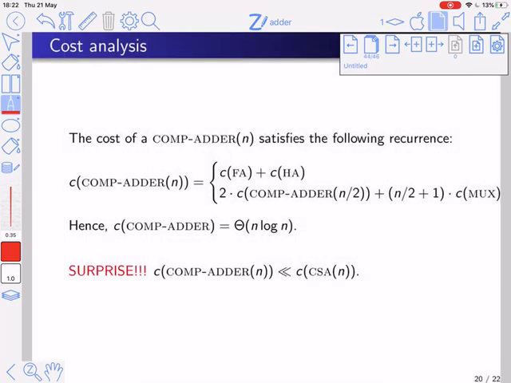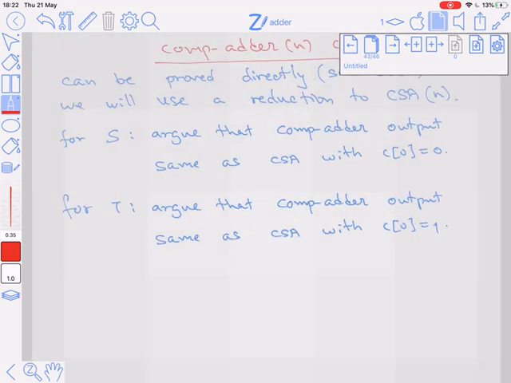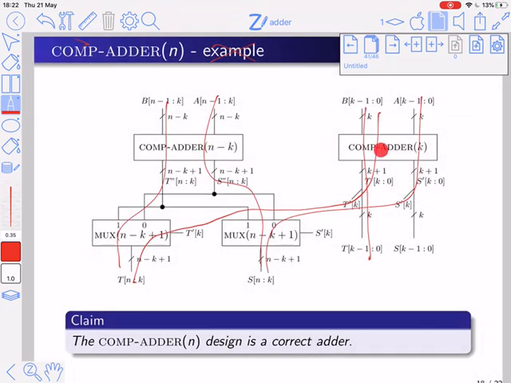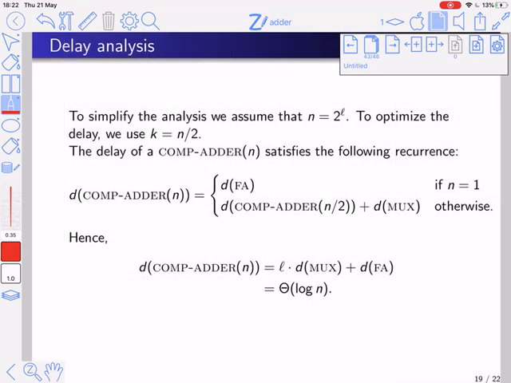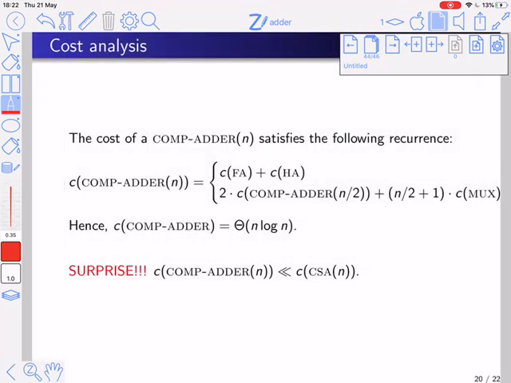What about the cost? Well, if we look at the circuit, then we have two compound adders of size n over 2, and these muxes, this is n over 2 and this is n over 2, so we have here in total n plus 2 muxes. So the recurrence is, there's a missing 2 here. So we have two compound adders of size n over 2 and two rows of muxes of size n over 2 plus 1. So this is big theta of n.